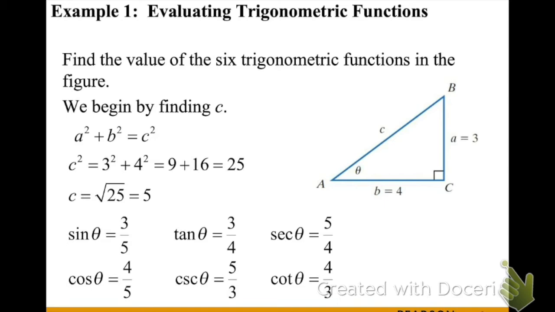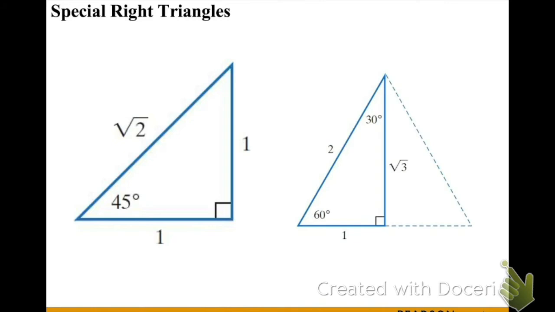Then we can find our 6 trig functions by labeling our triangle sides. Side A is going to be your opposite, side B is your adjacent, and side C is your hypotenuse. So for example, sine of theta, sine is opposite over hypotenuse, so we get 3 over 5.